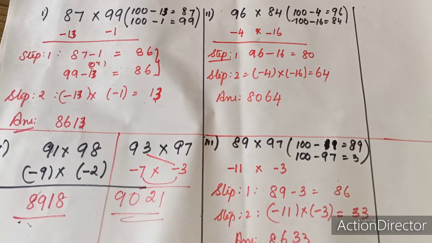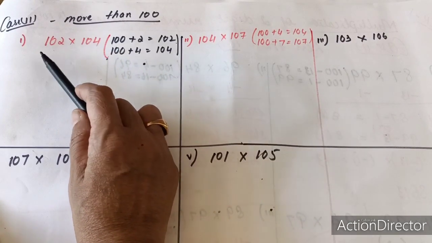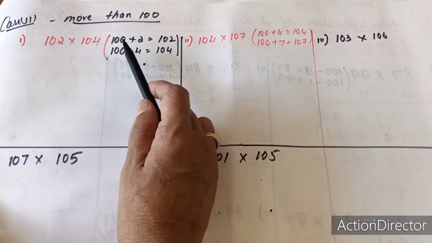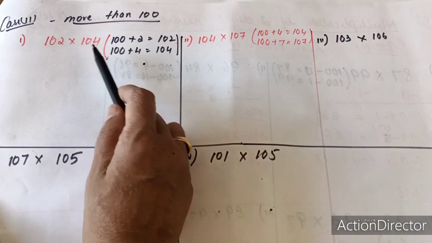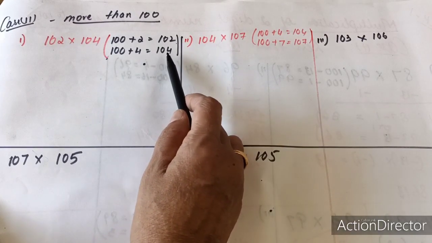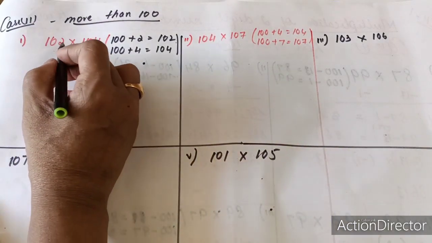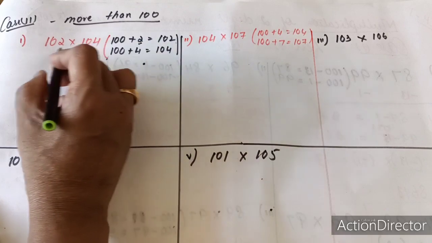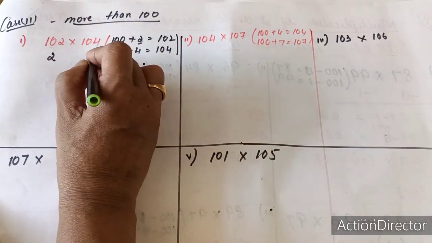So let us proceed to case 2. Now in case 2, both the numbers are more than 100. The first number is 102, so 100 plus 2 is 102, and the second number is 104, which is 100 plus 4. Just like in the previous steps, let us write the differences over here. I will write 2 below 102 and 4 below 104.